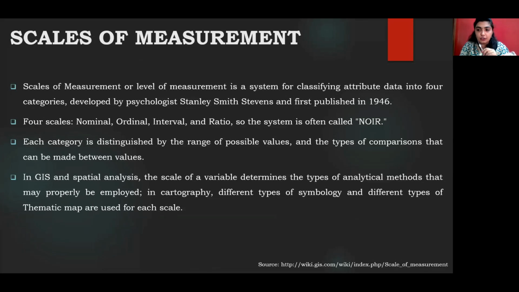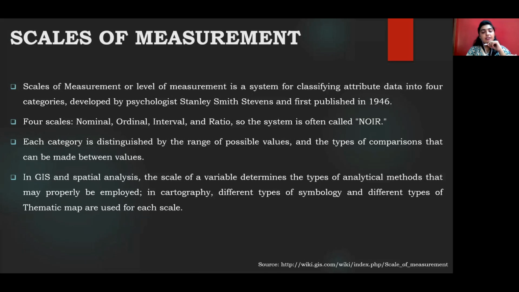Bringing us to something known as the scales of measurement. The scales of measurement, or the level of measurement, is nothing but a system for classifying attribute data into four categories, which we call nominal, ordinal, interval, and ratio, which is often abbreviated as NOIR. N for nominal, O for ordinal, I for interval, and R for ratio.